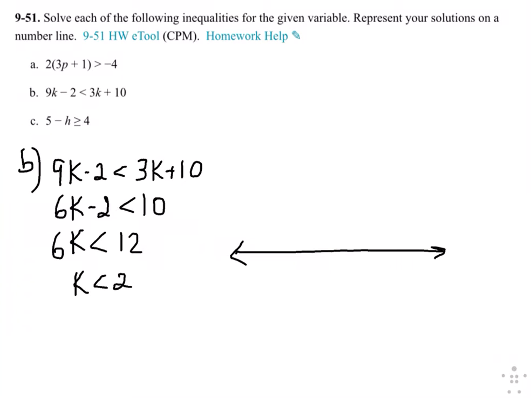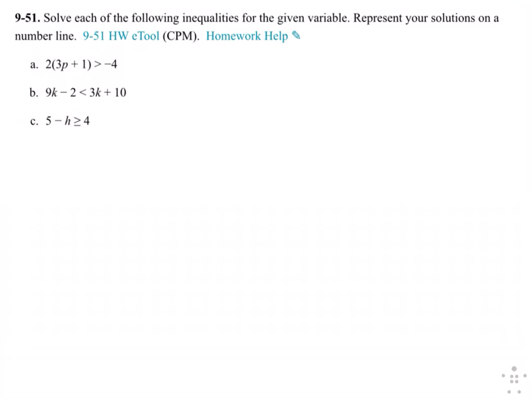So here's our number line, 0, 2, negative 2. Okay, less than 2, that's an open circle, right? Open circle for less than or greater than, closed circle for less than or equal to or greater than or equal to. And less than is to the left. And there's our graph.